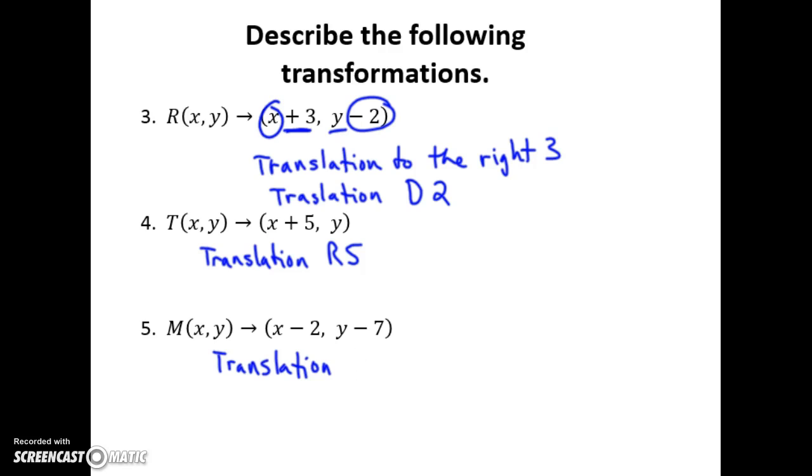Let's try that one more time. Translation to the left 2. X is left or right, and negative is to the left. And then a translation down 7, as the y is up or down, and negative is down.